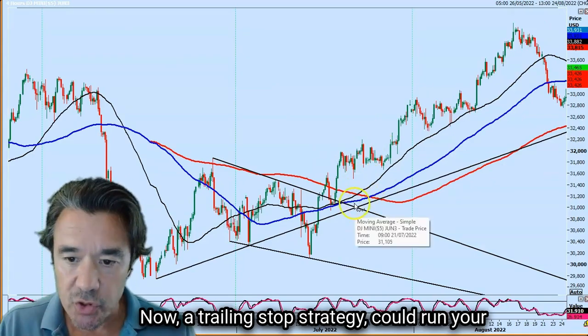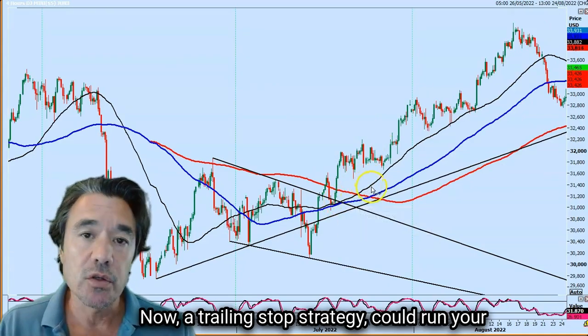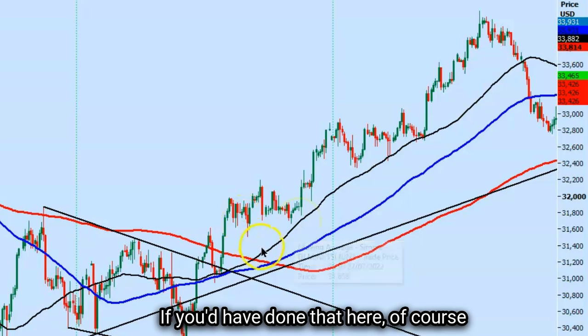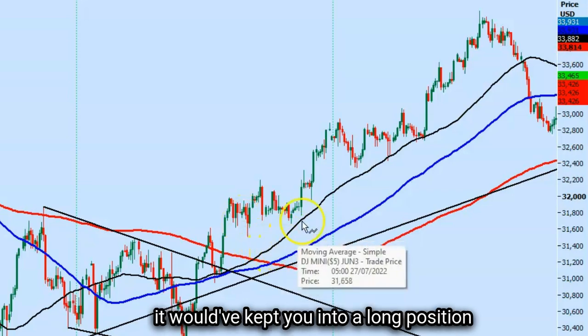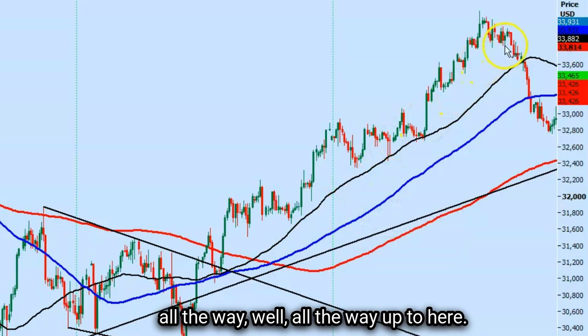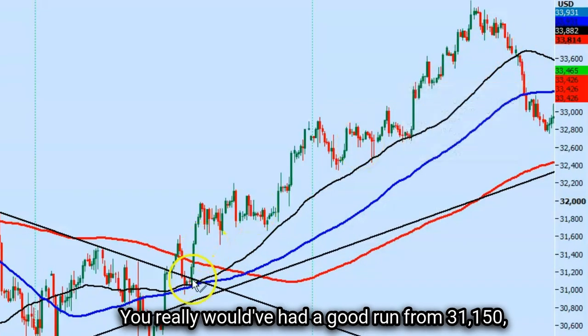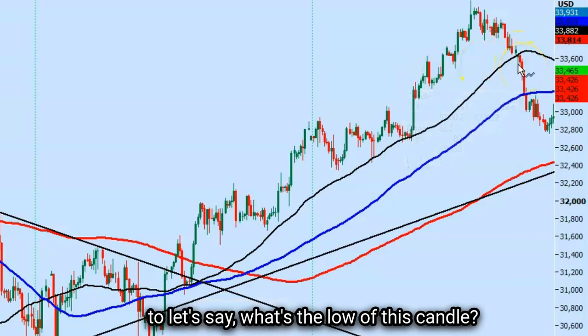Now, a trailing stop strategy could run your stop just below the 50-day moving average. If you'd have done that here, of course, it would have kept you into a long position all the way up to here. You really would have had a good run from 31,150 to, let's say, what's the low of this candle?